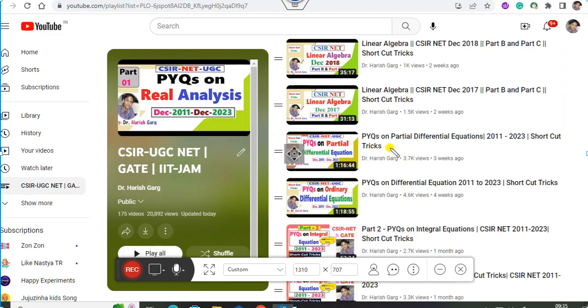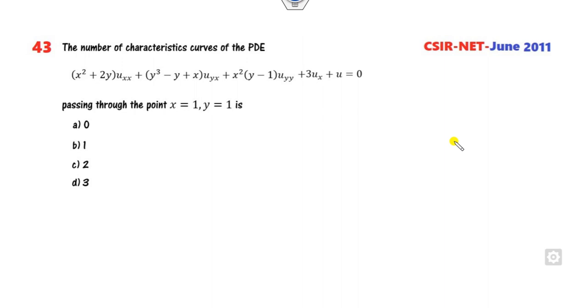Before seeing this video, I recommend that you see my previous video which is related to the December 11 to 23 papers. I have already discussed several shortcut tricks in it. So we will continue from here, and several questions we can solve directly with the help of the shortcut tricks as I explained there. So let's start with this video.